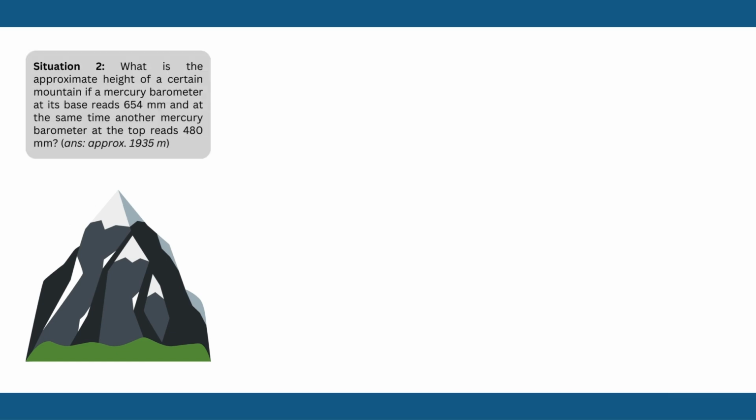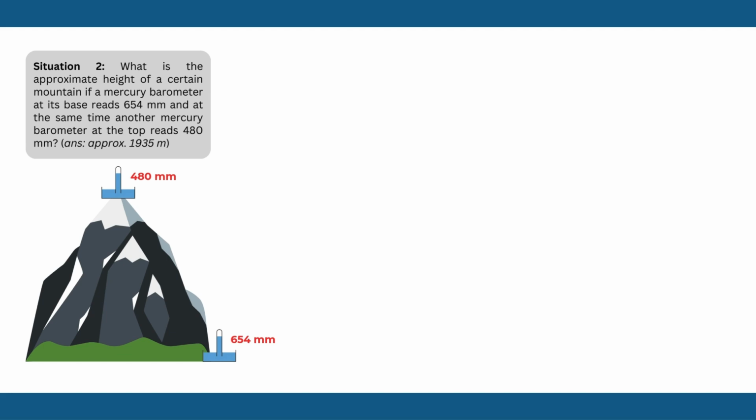For this situation, what is the approximate height of a certain mountain if a mercury barometer at its base reads 654 millimeters, and at the same time, another mercury barometer at the top reads 480 millimeters? This time, sobrang ikli lang ng problem natin. Pero kung papansinin nyo, onti lang kasi yung given conditions. Walang given na specified method, tapos wala rin masyadong given na values except sa barometer readings.